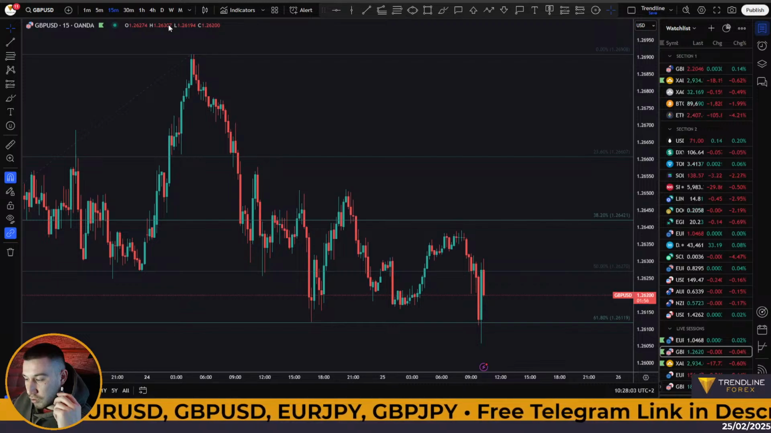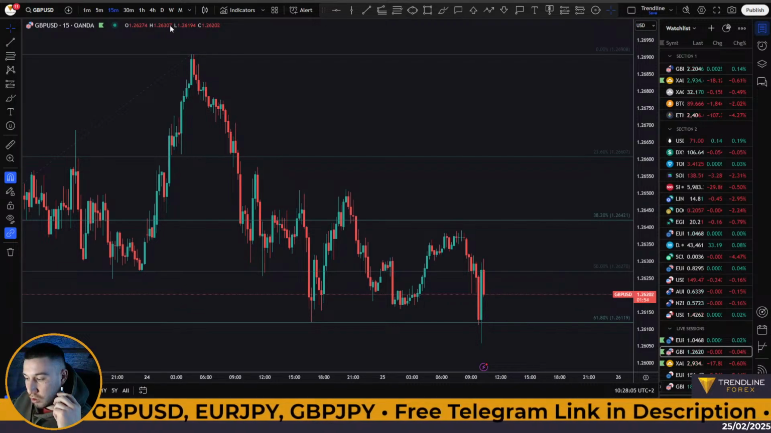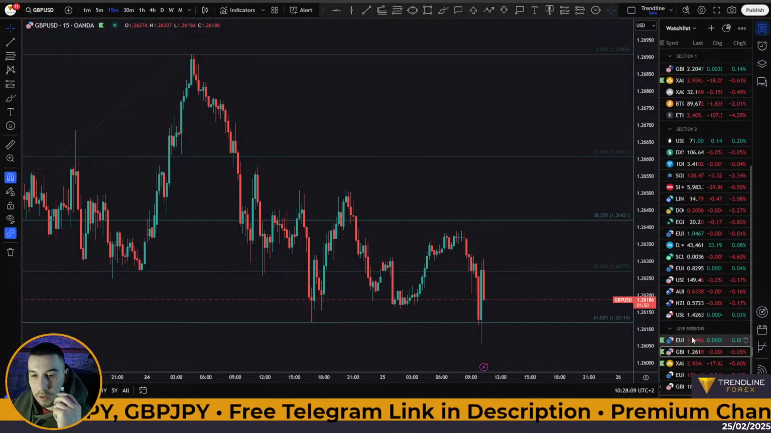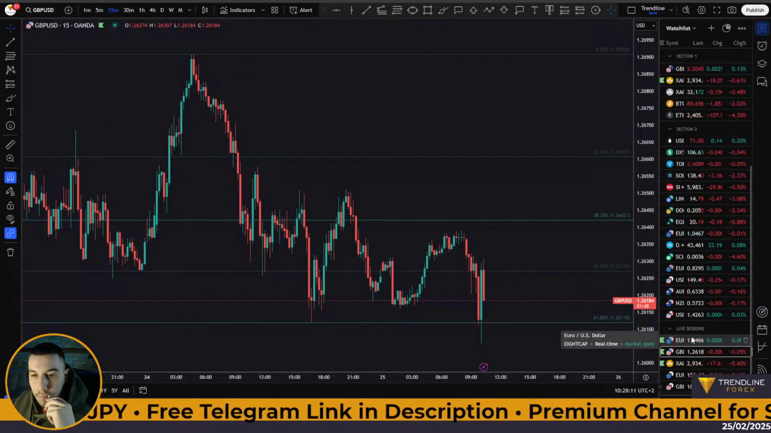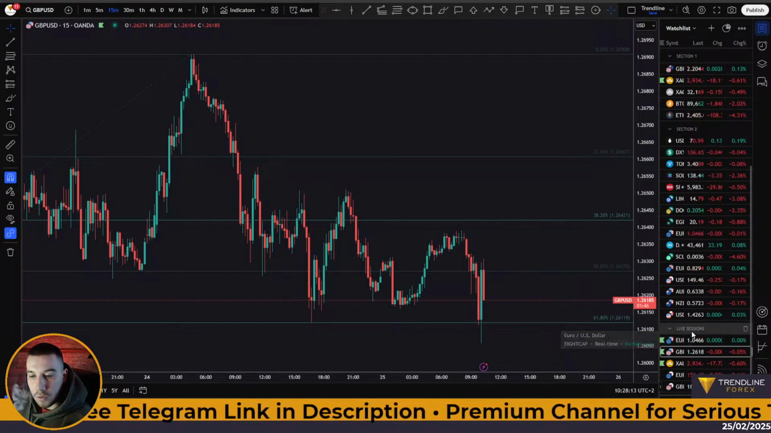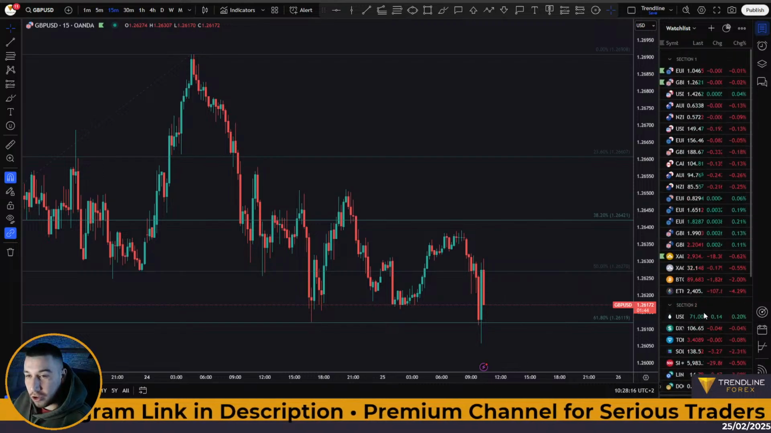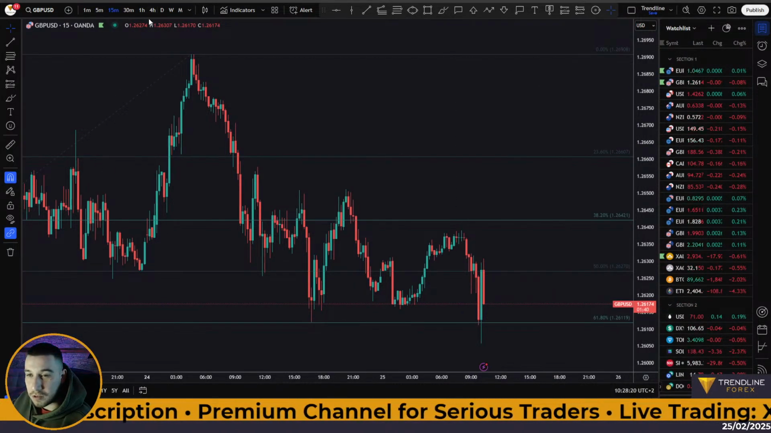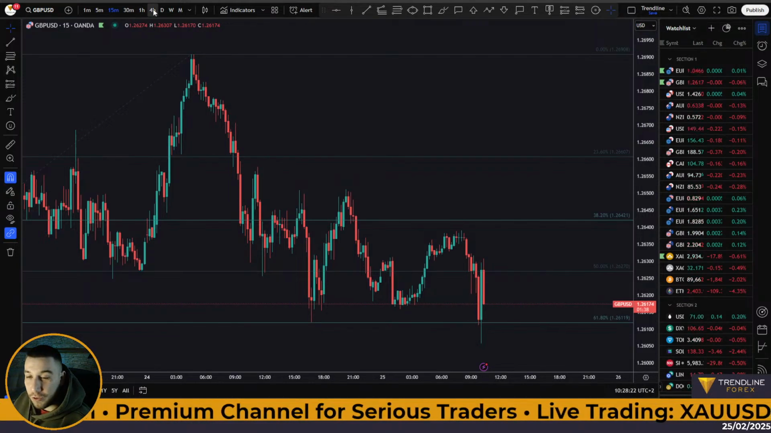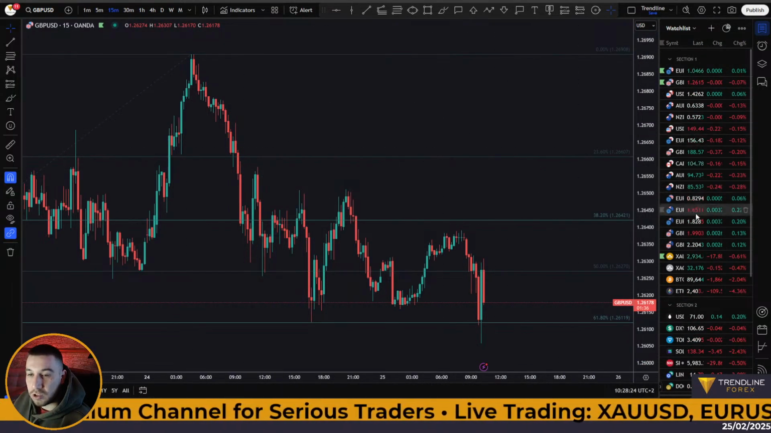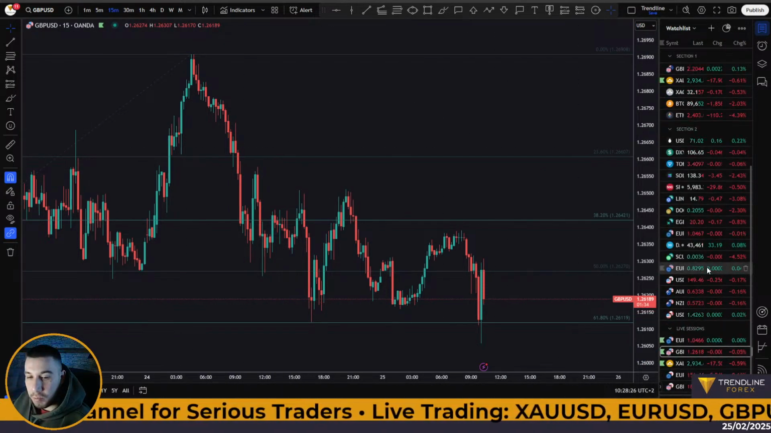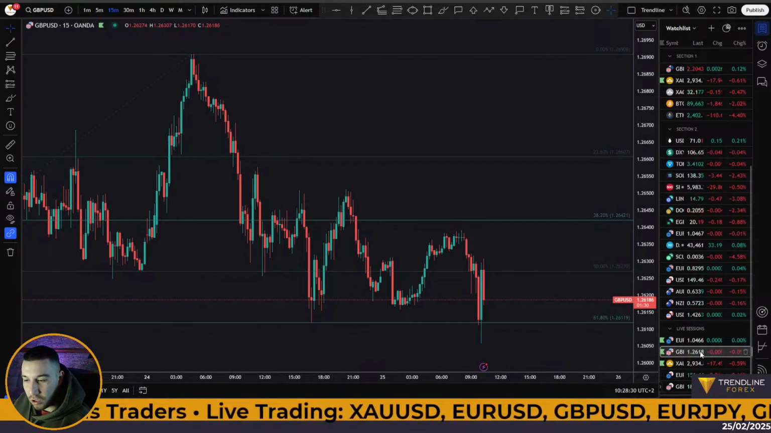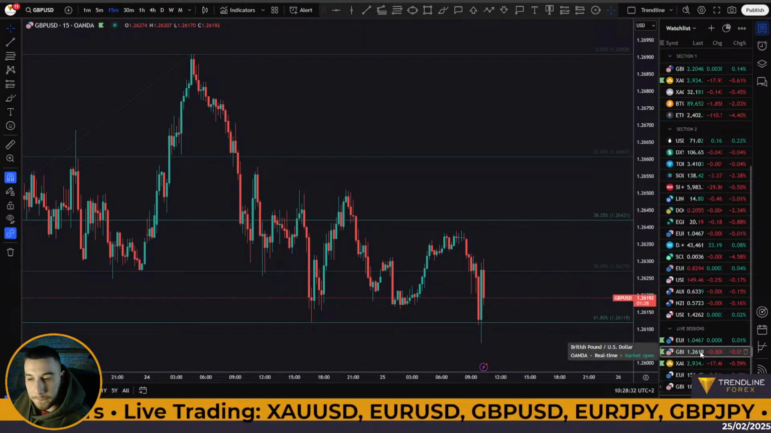Same pairs as usual: analyzing gold, GU, EU. Yeah, this is pretty much what I'm trading most of the time. I may take a trade on another pair, but only if it is a really good setup on the higher time frames, so either the 1 or the 4-hour chart. And then I may look at some other pairs as well. But if we're talking about short-term trading opportunities, it's mainly pound dollar for me.